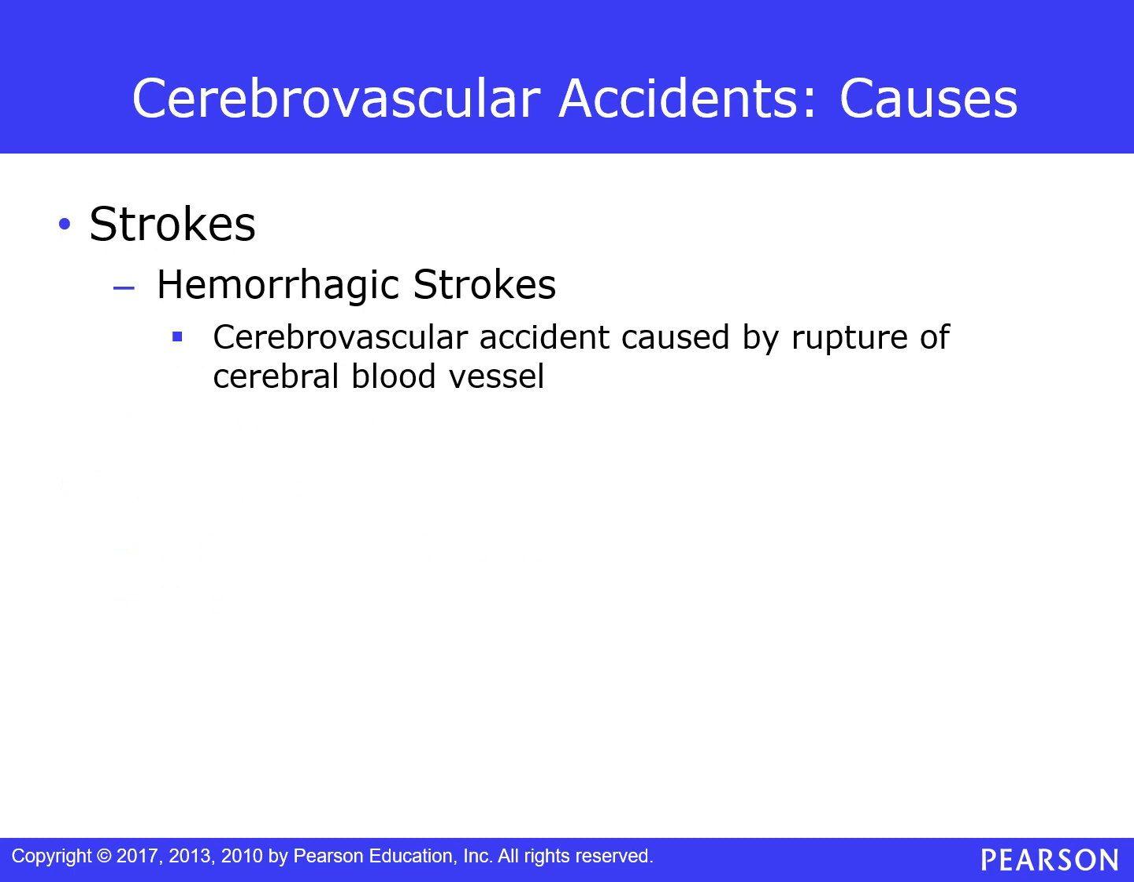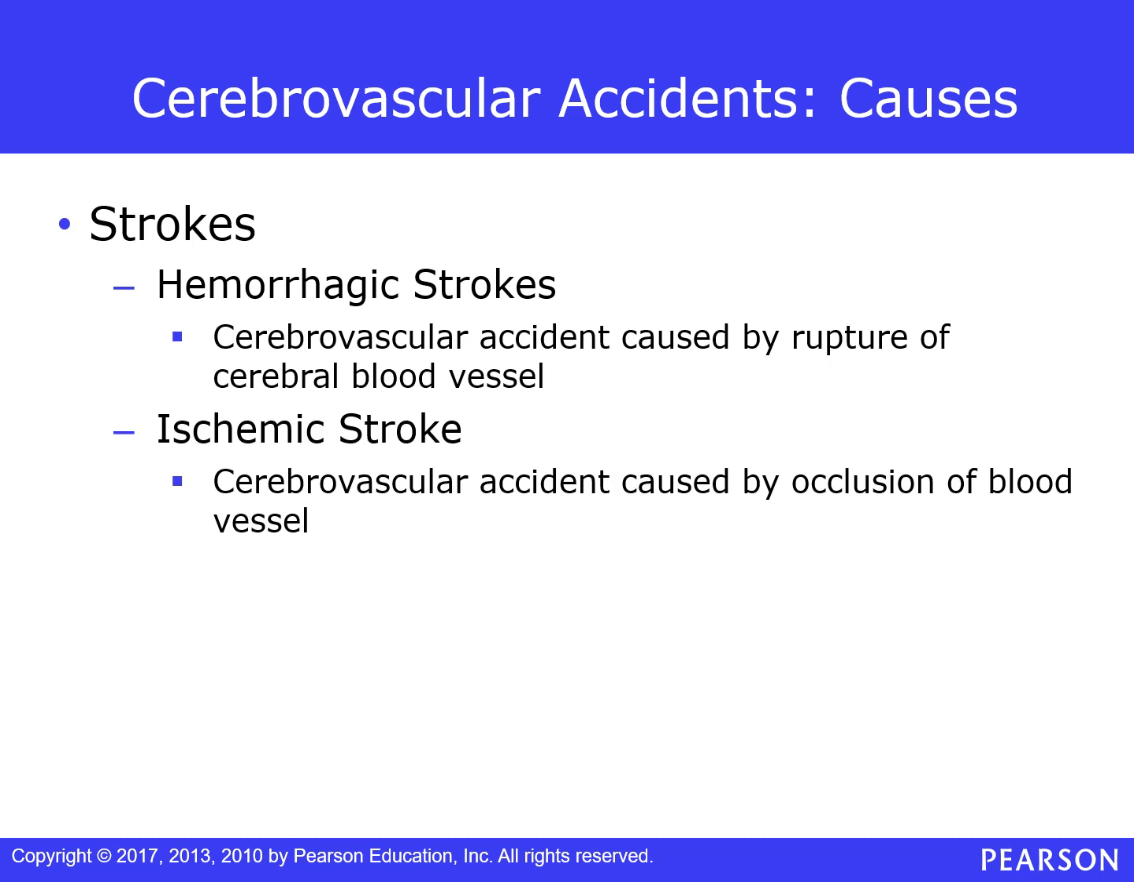Now we're going to look at cerebrovascular accidents. So this would be mostly stroke activity. So there's a few different types of strokes. The first is the hemorrhagic stroke. This is caused by some kind of a rupture to a blood vessel in the brain. So a cerebral blood vessel actually bursts or ruptures, and that causes the stroke.